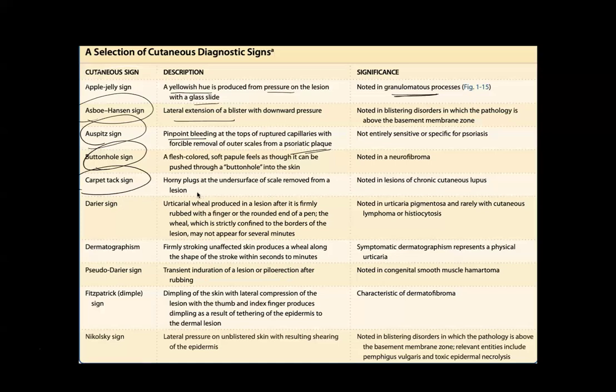Then the carpet tack sign. You can find it when the horny plugs at the undersurface of the scale are removed from a lesion, especially in chronic cutaneous lupus. Then Darier sign. Apple jelly sign has been asked, Auspitz sign has been asked, buttonhole sign has been asked as a direct MCQ for you. Darier sign is nothing other than an urticarial wheal produced in a lesion after it is firmly rubbed with the finger or the rounded end of it. Some dermatologists will rub the lesion, which will cause an urticarial wheal. Seen in urticaria pigmentosa, you can find it in histiocytosis and many other conditions.